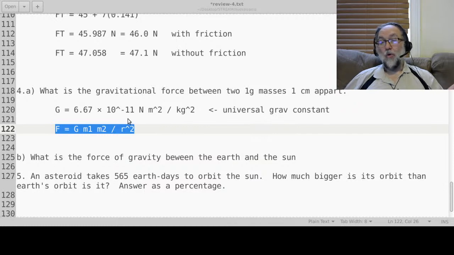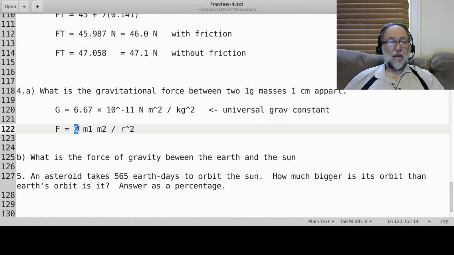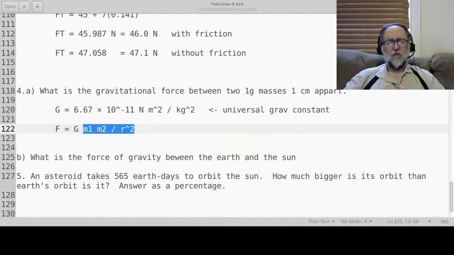Our tests are open book. I guess you could Google for this number, but I would give it to you if you needed it. I would give you any constants on a test if you need it. So what is the formula? It's G, this universal gravitational constant, times the first mass multiplied by the second mass, divided by the distance between the two masses squared. And it's actually the distance between the middles of the two masses.